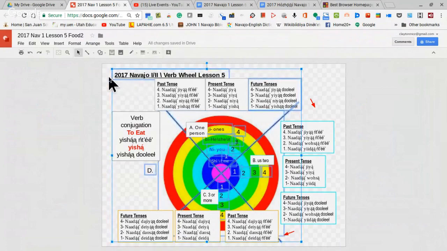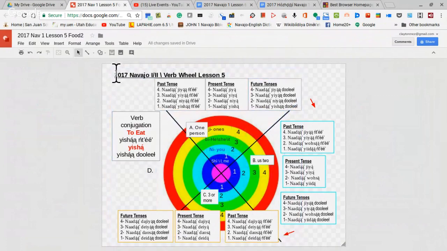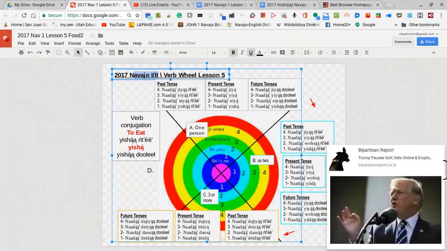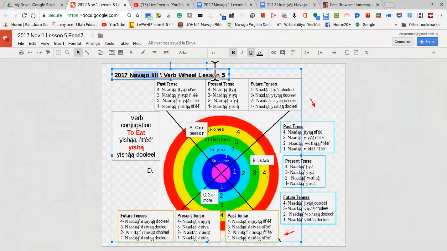At this time we're going to look at this as the lesson, 2017. Yeah, 2017. And I thought we'd go together with Navajo 1 and 2 because they're somewhat similar to yours, but at the same time we add a few little different ideas as we go along.